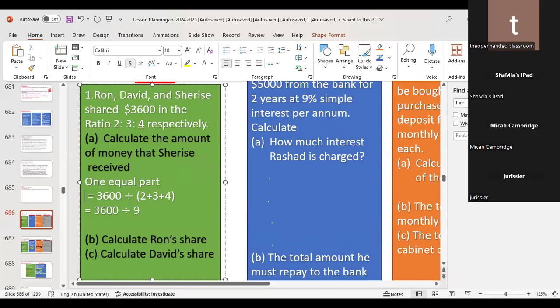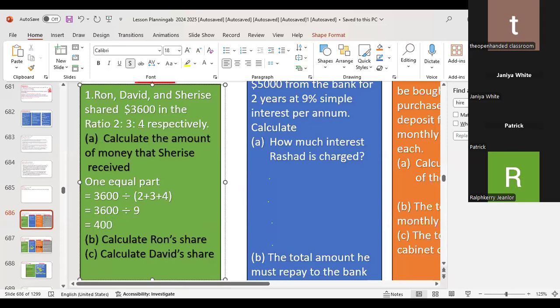It's going to be equal to 3,600 divided by 9. And when you take 3,600 divided by 9, what do you get? 400. Very good, 400. But is 400 the answer? No, 400 is not the answer, right?